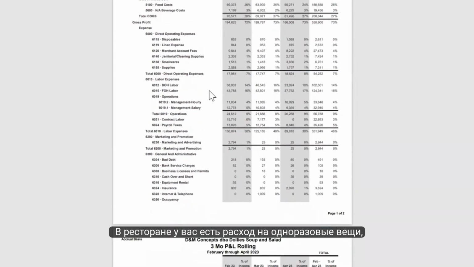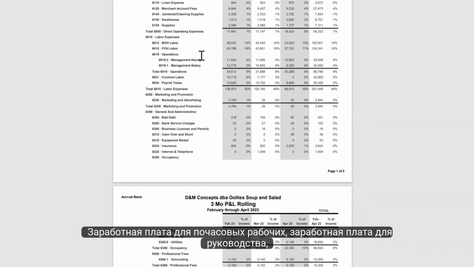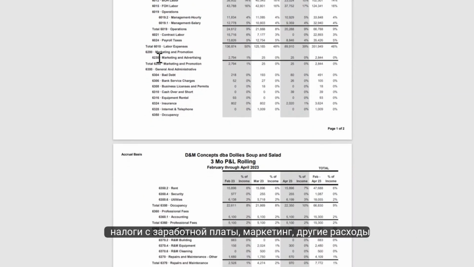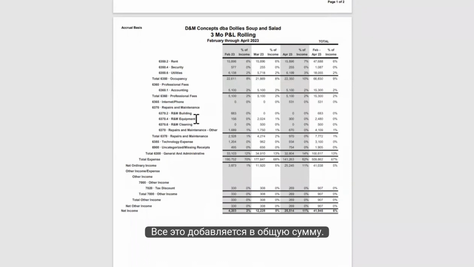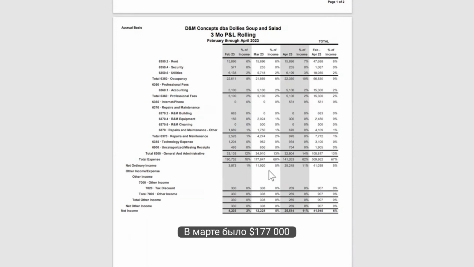So in a restaurant, you have expenses of disposables like plates and napkins. You have labor expenses. BOH stands for back of house labor. FOH stands for front of house labor. And you have all of these expenses. You have salary for hourly people, salary for management. You have payroll taxes. You have other expenses, marketing, and all of this rolls into, on the second sheet, the total cost. So your total expenses on a P&L in this particular example for February was 190,000, March was 177,000, April 141.